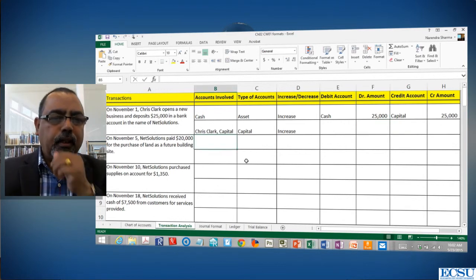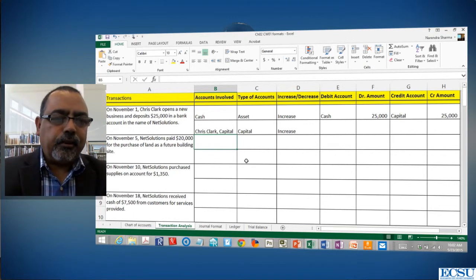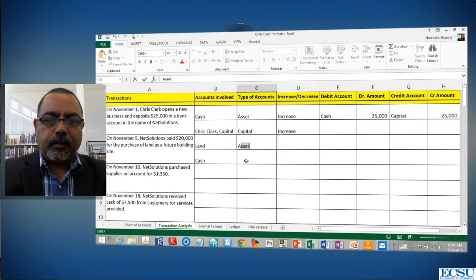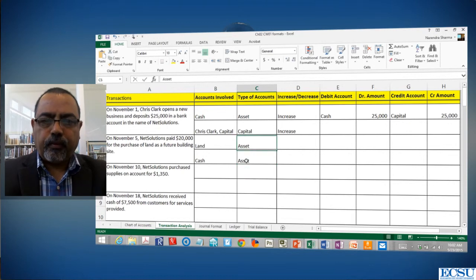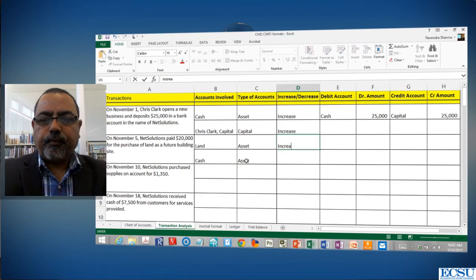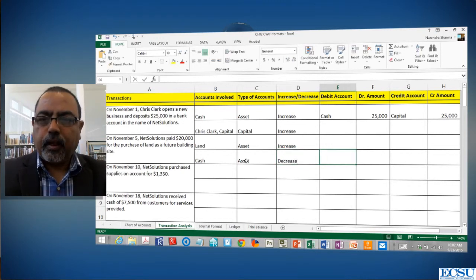So this is the first exercise. On the second one, it says November 5, Net Solutions paid 20,000 for the purchase of land as a future building site. So you are purchasing a land and of course you're paying cash. So the two accounts are land and cash. Now land is an asset. Cash is also an asset. What's happening to land? It is increasing because I just purchased it. And what is happening to cash? Of course, it is decreasing because I'm paying out cash.